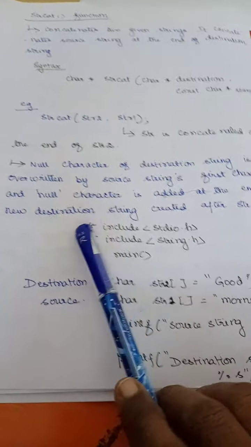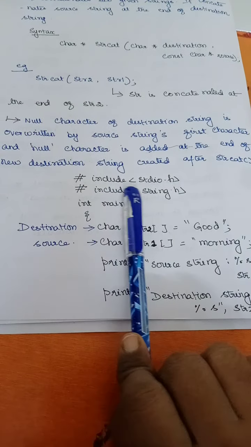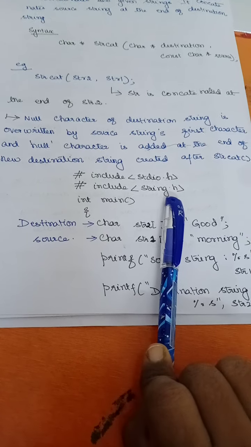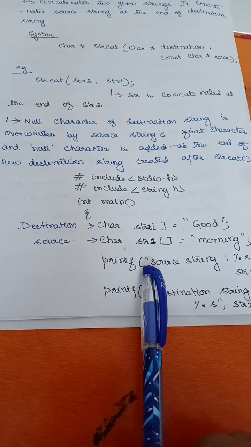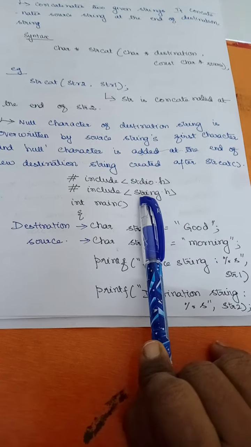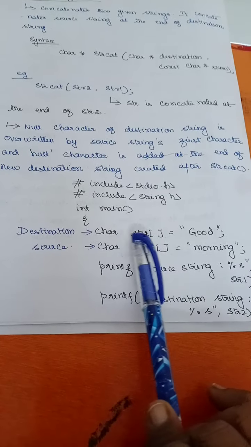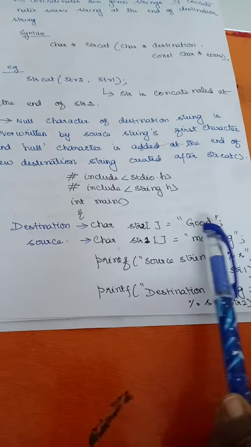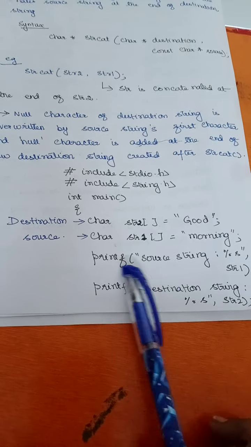Now we'll see one small example. #include <stdio.h> and #include <string.h>, right? Since I am going to use the library function, I have included string.h. So int main, right? Here I have two character arrays, str2 and str1, and here I have written good and morning, right? So now printf the source string.